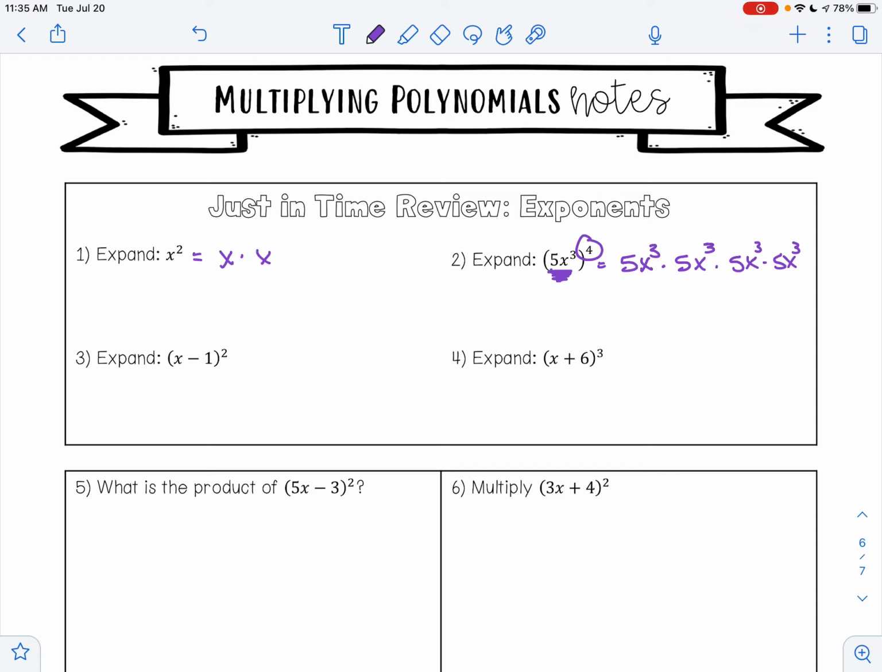Well, now if I have x minus 1 squared, this means that I have x minus 1 being multiplied by x minus 1. I have two x minus 1's being multiplied together. And if I have x plus 6 cubed, that means that I have 3 x plus 6's being multiplied together. So you want to keep this idea in mind while we do today's lesson.